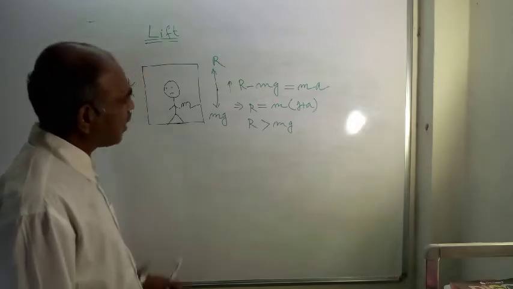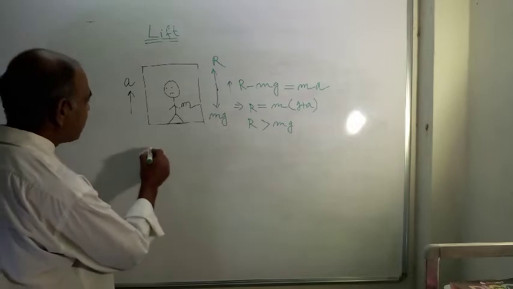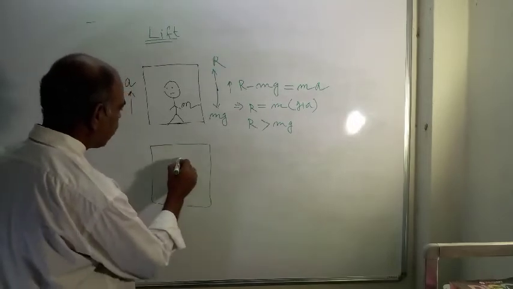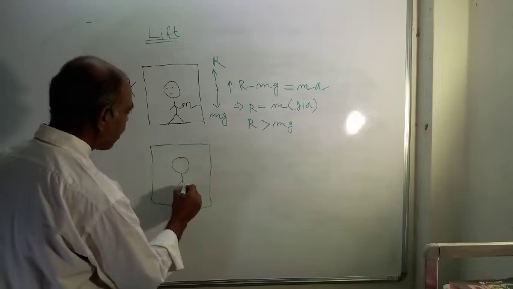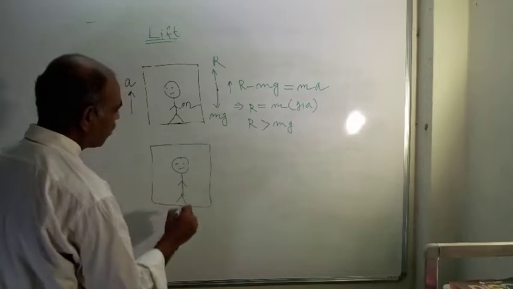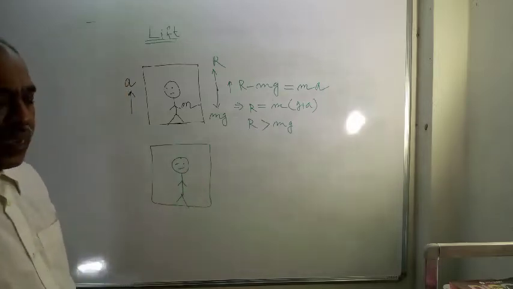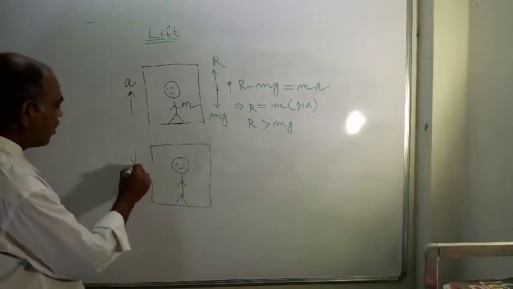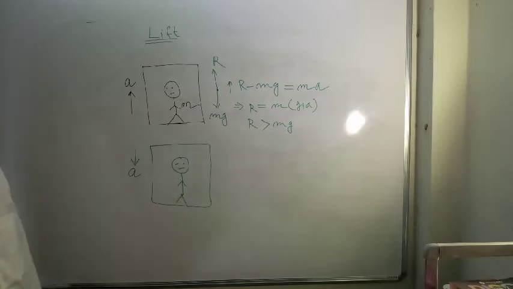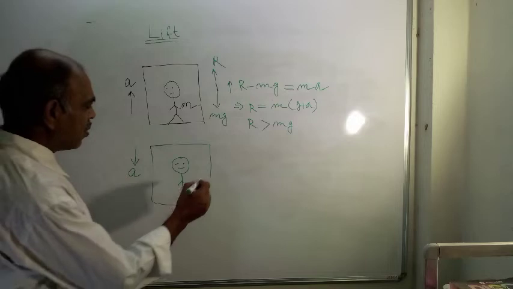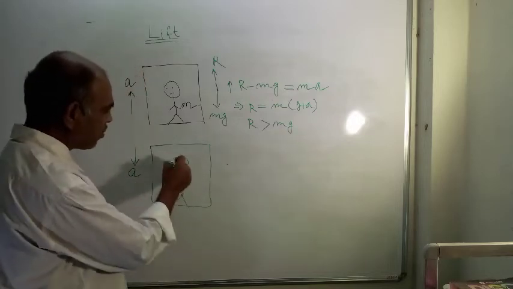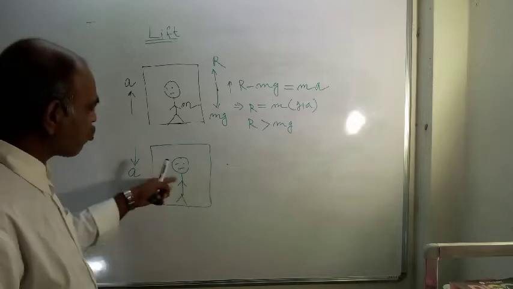Now consider the second case. The second case is the lift is moving in the downward direction. So here, this is the downward direction, and acceleration is again a. This point denotes the point mass, the mass of the man.